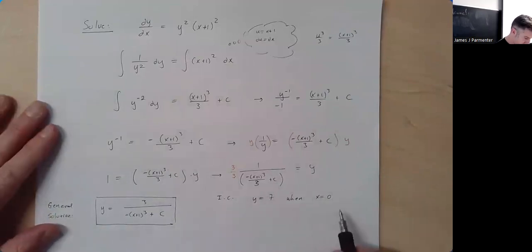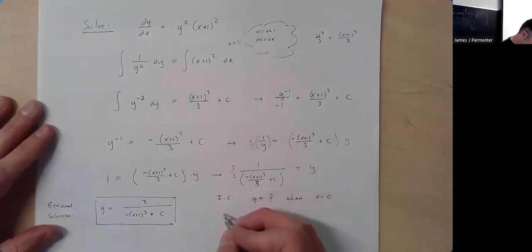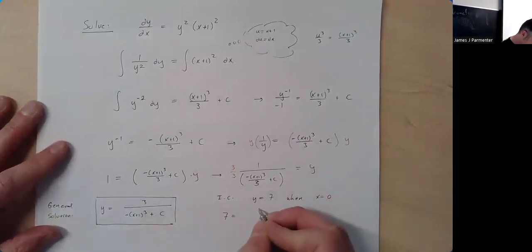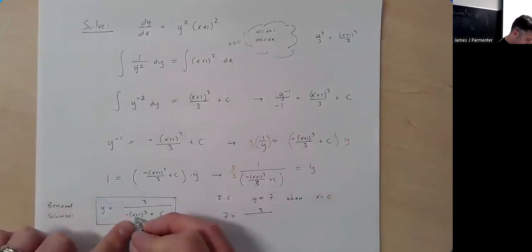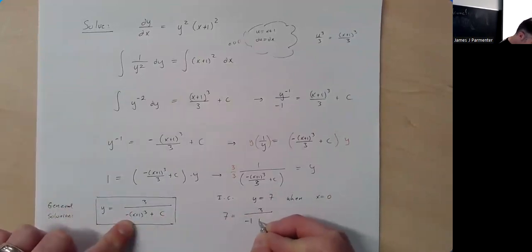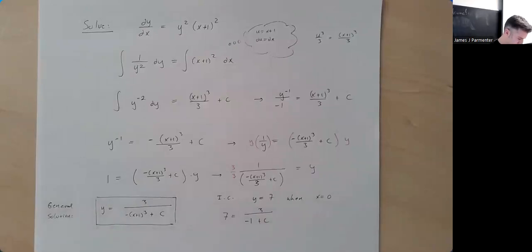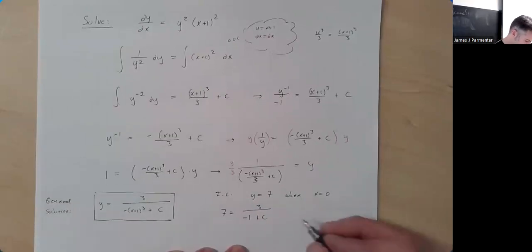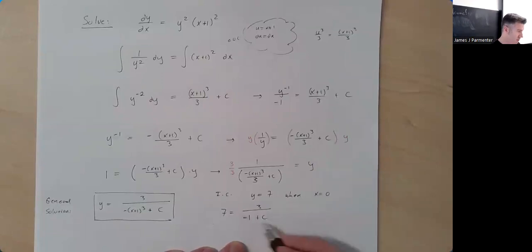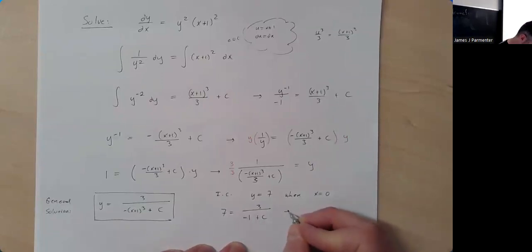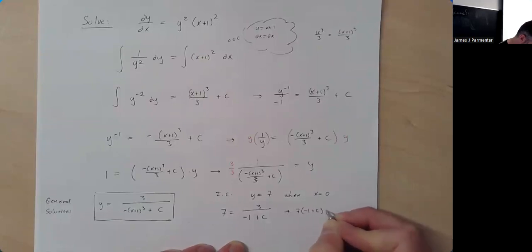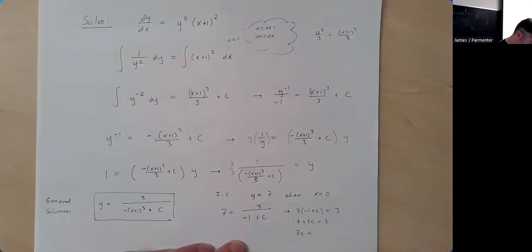So if I plug in my initial conditions here, I'm going to get y is 7, equal to 3 divided by, x is 0, so I'm just going to get negative 1 plus c. Okay, that's not too terrible to solve for. I would multiply both sides by the denominator here. So I'm going to get 7 times negative 1 plus c equal to 3. Negative 7 plus 7c equal to 3. 7c equal to 3 plus 7, which is 10. C is equal to 10 sevenths.